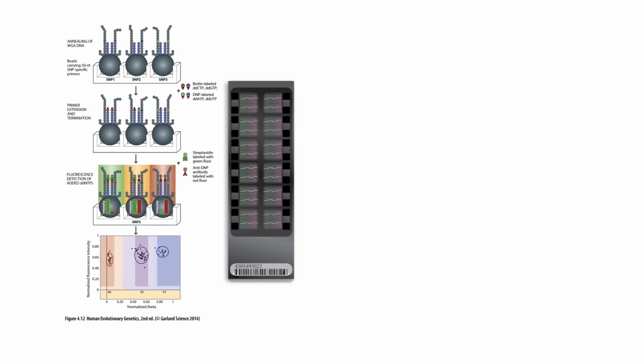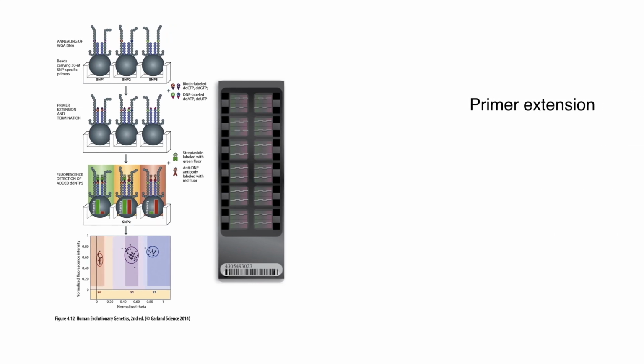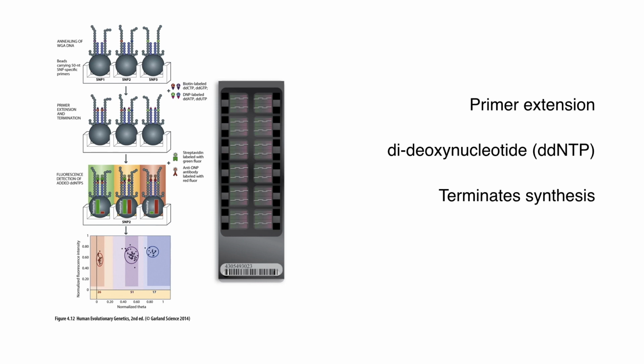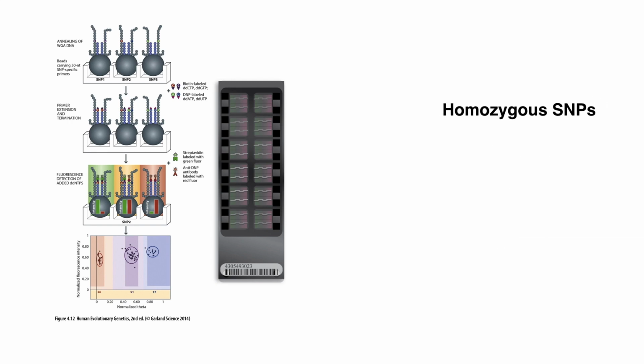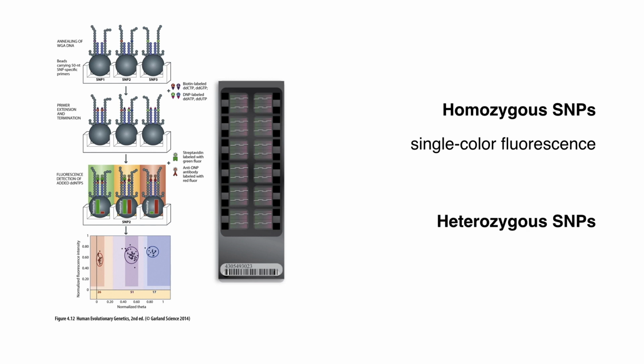Primer extension incorporates the complementary modified dideoxynucleotide, or ddNTP, which terminates synthesis and also allows detection via fluorescence. Homozygous SNPs will produce single-color fluorescence, while heterozygous SNPs will produce equal ratios of 2 colors, allowing the genotype at each bead to be called.